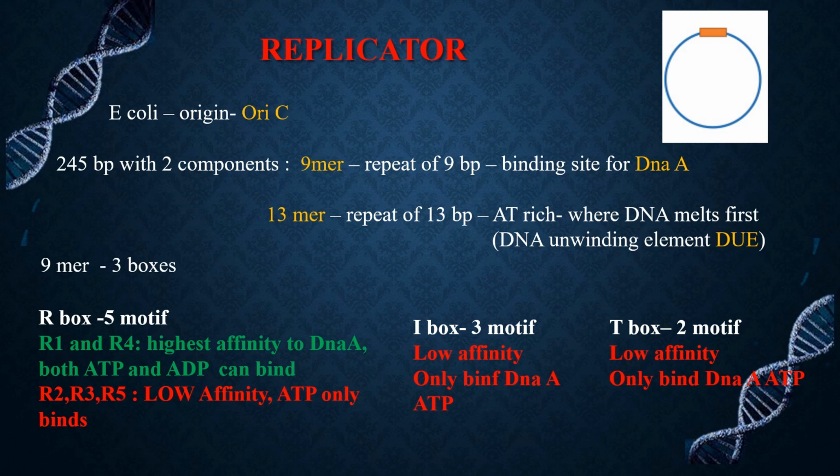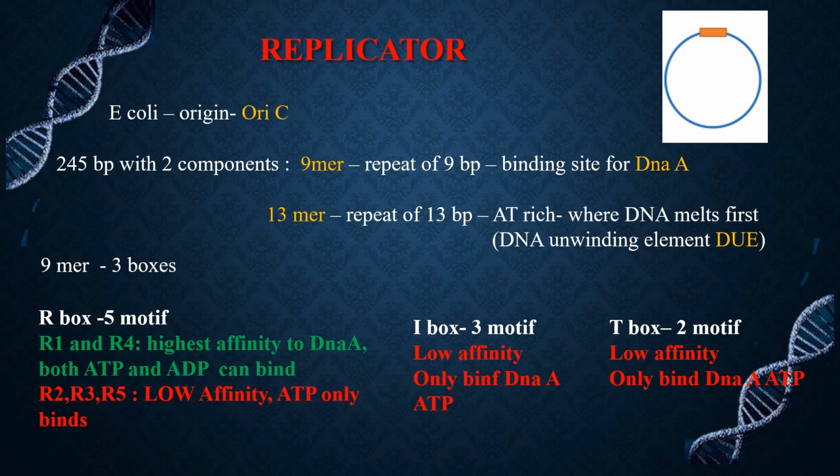The 9-mer consists of 3 boxes: R box, I box and Tau box. The R box consists of 5 motifs, R1 to R5, where R1 and R4 have the highest affinity to DnaA. That is, they are very high affinity sites. So they can bind DnaA in both the ATP-bound condition and the ADP-bound condition. R2, R3, and R5 are low affinity sites. They only bind DnaA in the ATP-bound state.